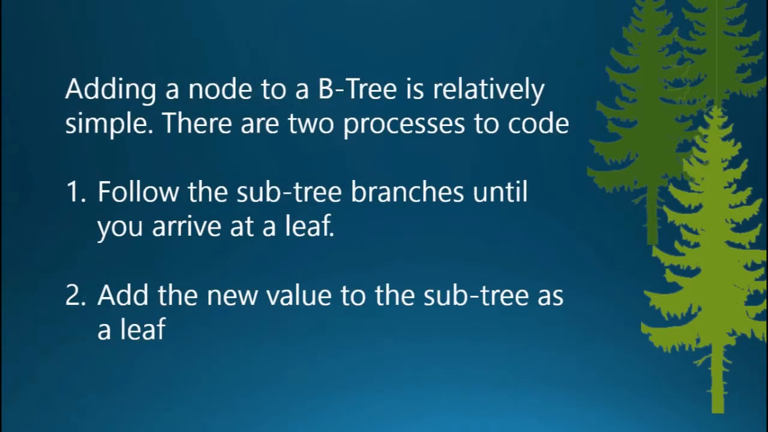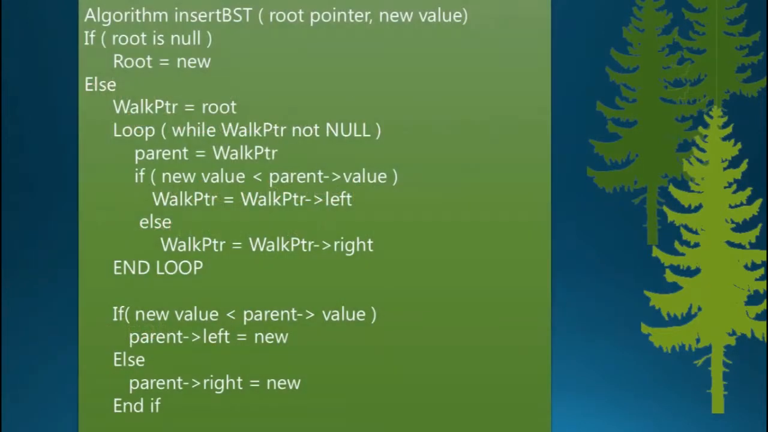Adding a node into a binary tree, a simple process. There's just two things that have to be coded. Number one, you have to follow the subtree down. That is, you need to keep either recursively or iteratively walking down the tree until you arrive at a leaf, because that's the only place that you can insert a new node. So you loop, loop, loop until you find a leaf, that is a pointer that equals null, and then you attach the new node back to either the left or right pointer of that leaf.